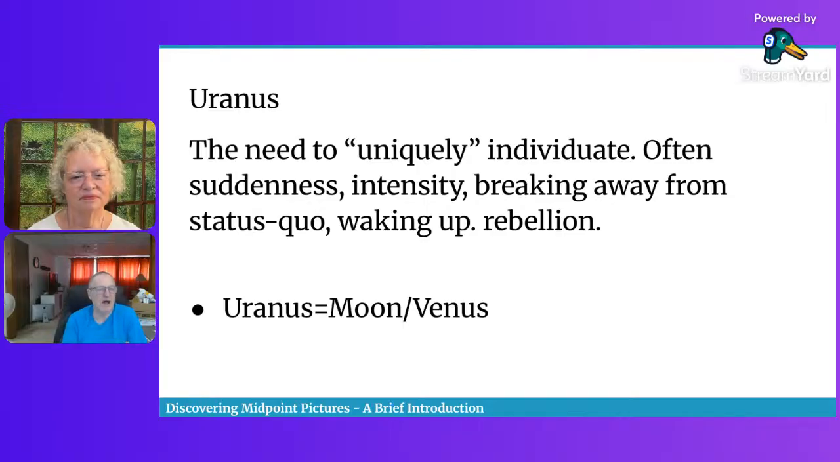So here we have Uranus equals Moon Venus. It's a little bit different, but if we think of the idea of suddenness, what might this be with Venus?